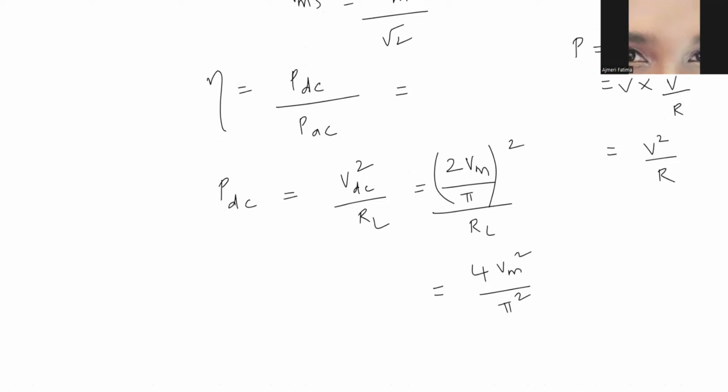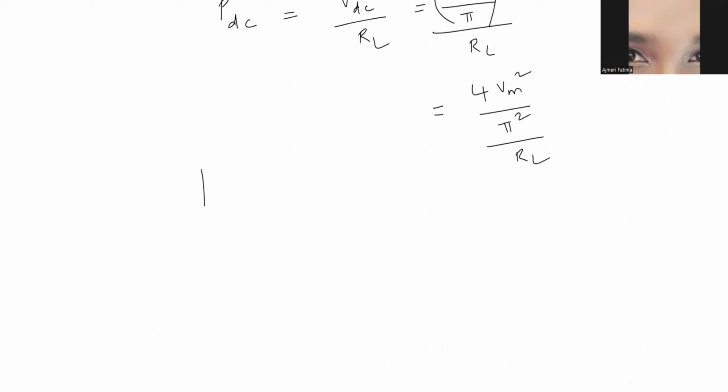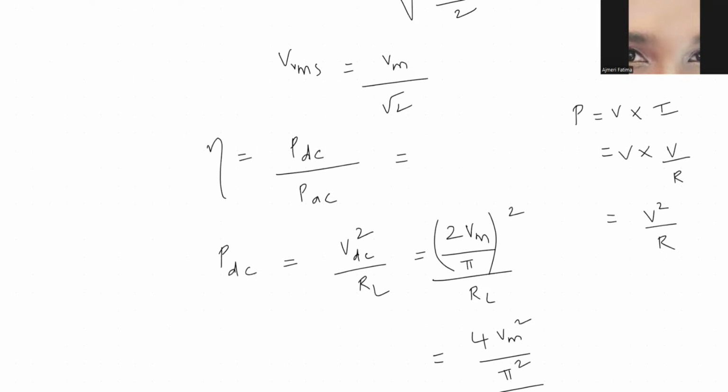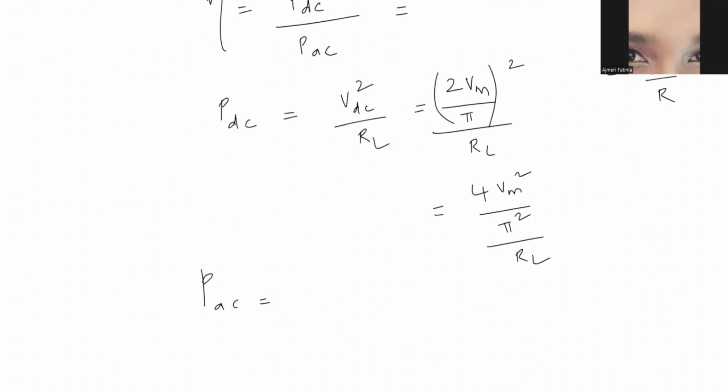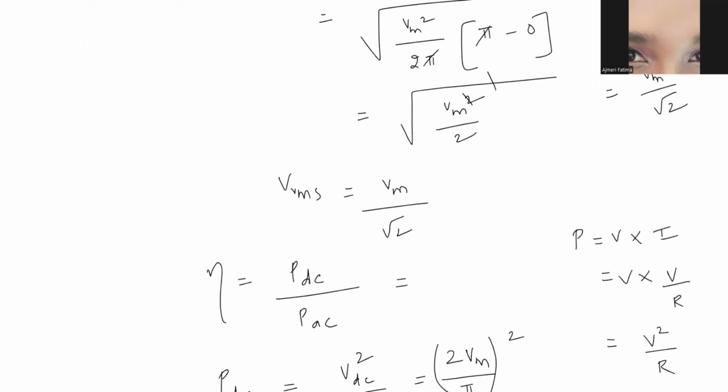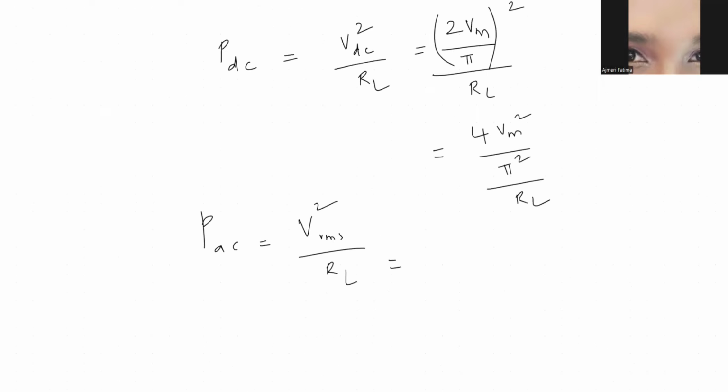Now, similarly, I have to find PAC. Again, the same: power P is V into I, and I is V by R. So I'll get V square by R. So it would be VRMS square by RL. VRMS we just got as Vm by root 2. So Vm by root 2 whole square divided by RL. This I can simplify and write Vm square by 2 into RL.